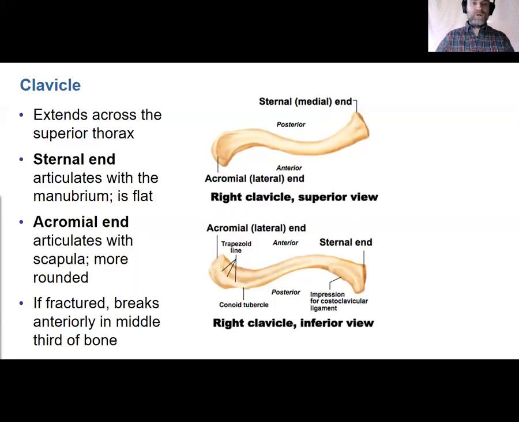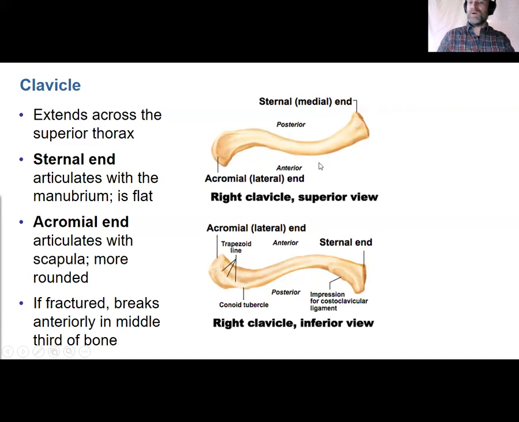Now, what's kind of cool is the way this bone is curved generally. So here we have the sternal end and the lateral side. And so this is a superior view. Imagine yourself looking down on somebody and looking at the right shoulder. So their sternum would be here, their arm would be over here. And you can see this bone has this really nice curvature to it. And specifically, it's curved anteriorly for about 2/3 of its length from the sternum as you move laterally.